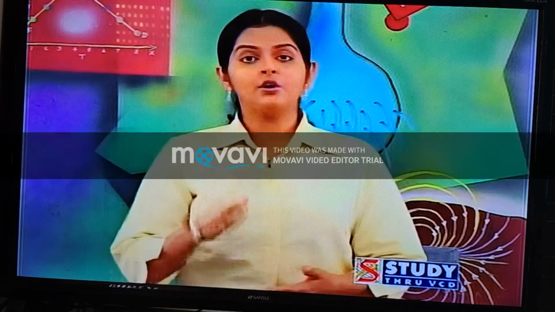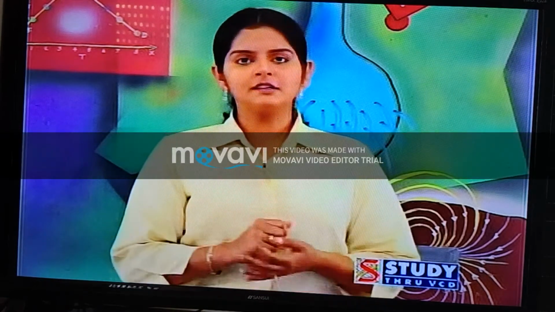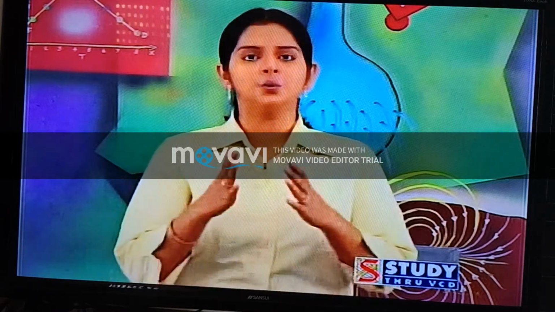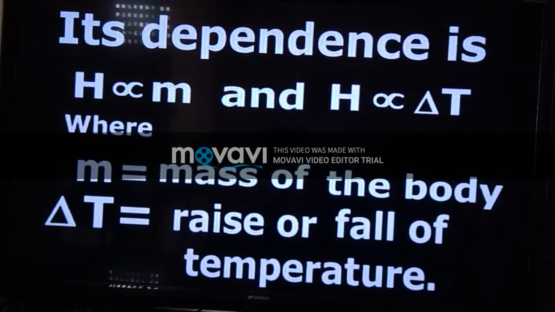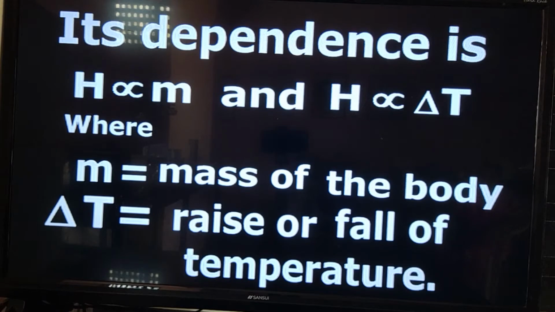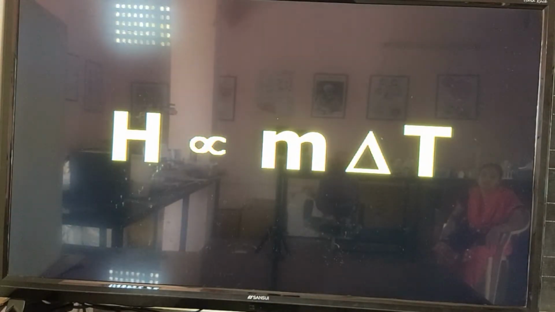Calorimetry. Calorimetry deals with the measurement of heat and the quantities involved in it. Before discussing the calorimetry principle, first I discuss the factors influencing quantity of heat. The quantity of heat lost or gained by a body depends on mass and the rise or fall of the temperature of the body. Its dependence is H proportional to m and H proportional to delta T, where m equals mass of the body and delta T equals rise or fall of temperature. H directly proportional to m delta T.